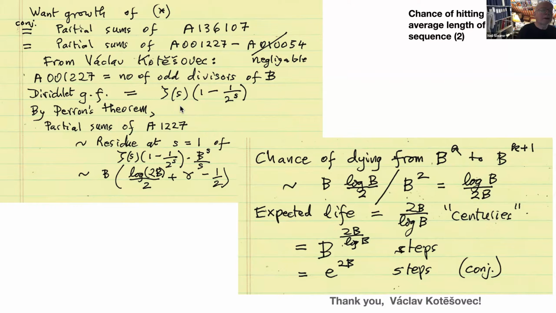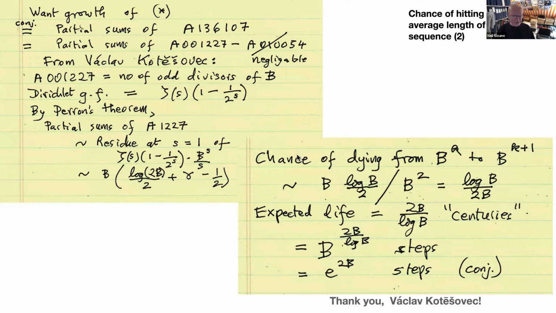And then Perron's theorem tells you what the partial sums are of a sequence if you know its Dirichlet generating function. And the answer is it's the residue of the pole at 1 of the Dirichlet generating function times b to the s over s. And you ask Mathematica, and Mathematica says that is b times log 2b over 2 plus the Euler gamma constant minus a half. So what's the chance of dying?